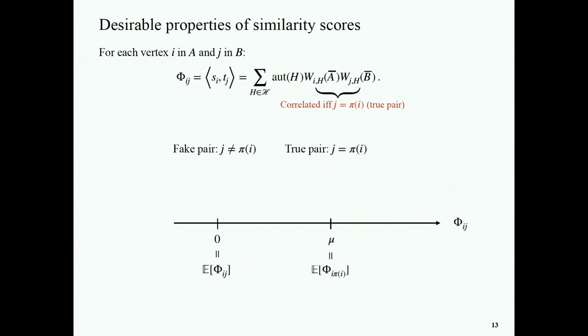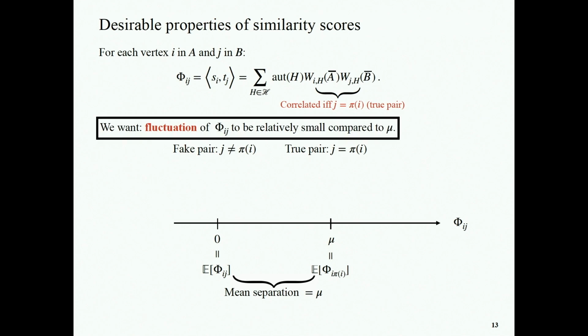So we have this good property, which is the mean separation between the true pair case and the fake pair case, which is not enough. We also want the score to have relatively small fluctuations so that it can center around its mean under both cases. So this is the ideal case we want. For example, under the fake pair, we want the score to be highly concentrated around zero. For a true pair, it's concentrated around mu.